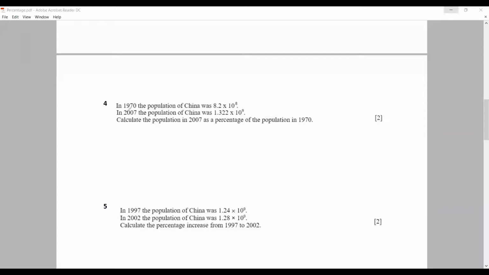So in 1970, the population of China was 8.2 times 10 to the power of 8. In 2007, the population of China was 1.322 times 10 to the power of 9. Calculate the population in 2007 as a percentage of population in 1970. So I think it's quite straightforward what we have to do.